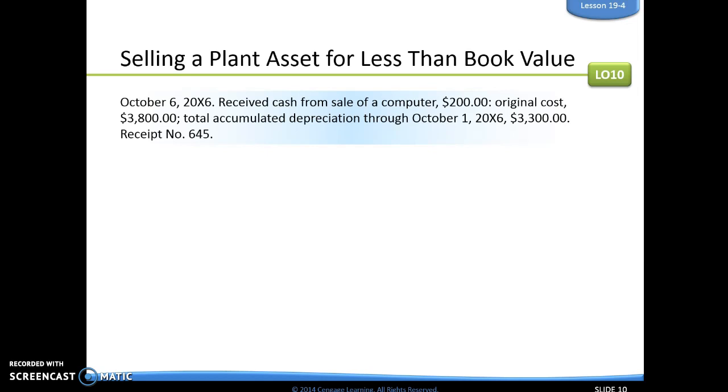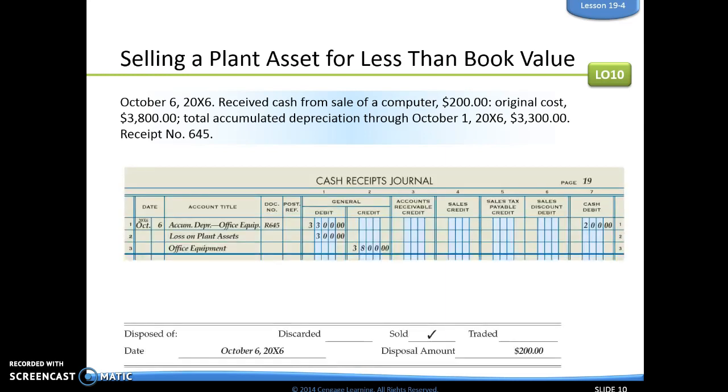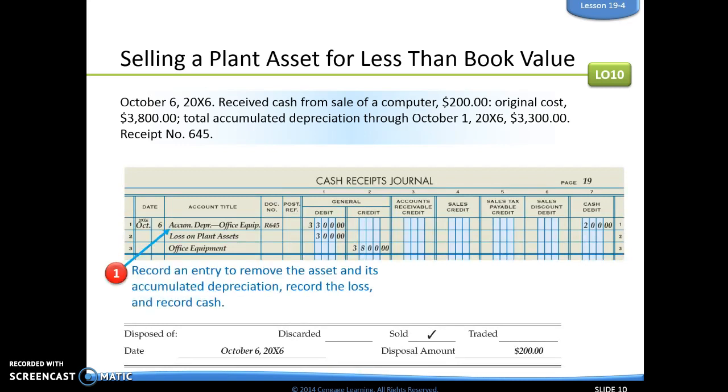On October 6th, we received cash from the sale of a computer, $200. The original cost was $3,800. The total accumulated depreciation through October 1st was $3,300. Receipt 645. Now we're receiving cash, so we're still going into our cash receipts journal. We're going to debit cash for $200. We're going to debit accumulated depreciation for the full amount. We're going to credit the office equipment. Again, debits and credits won't equal, so that tells us we need to debit loss on plant assets. Then we're going to fill out section 2. We sold the computer on October 6th for an amount of $200.